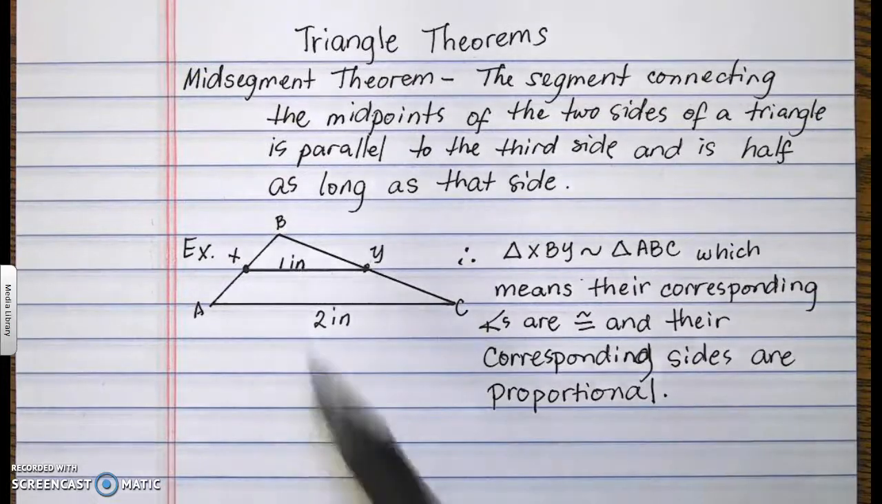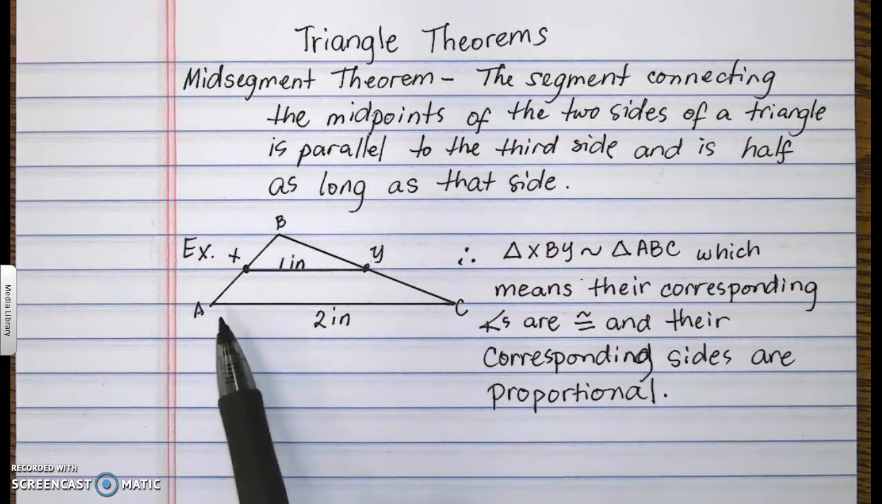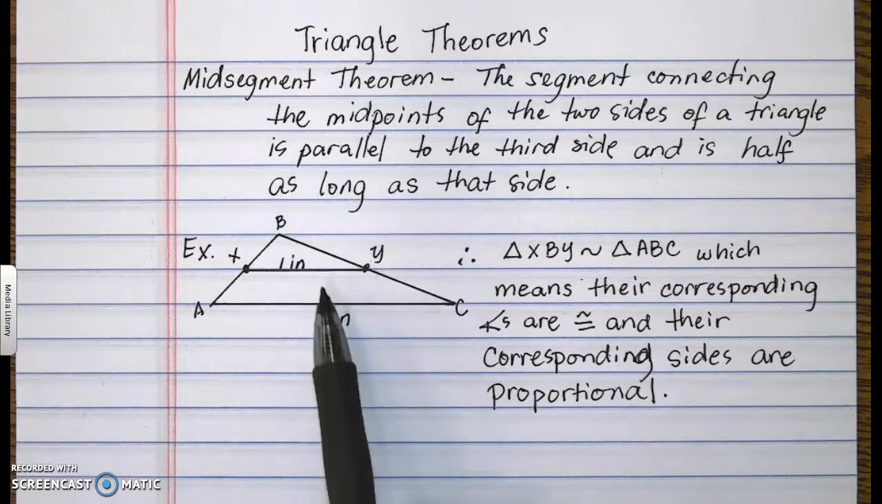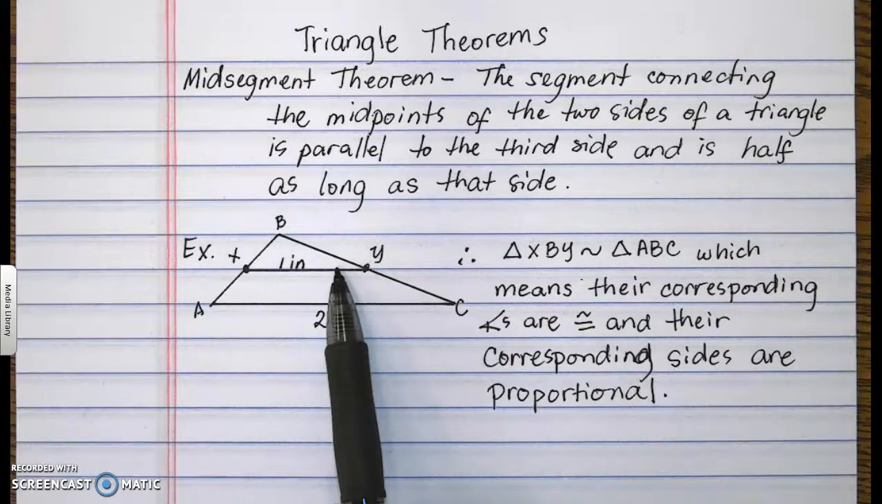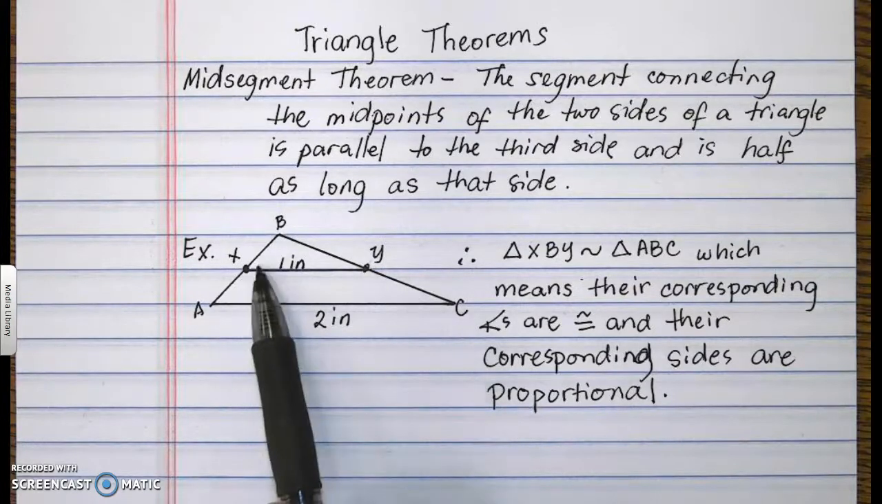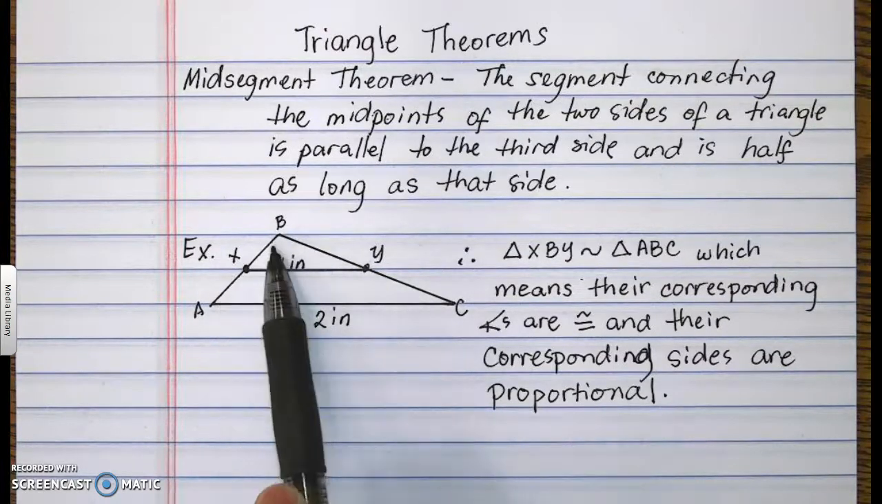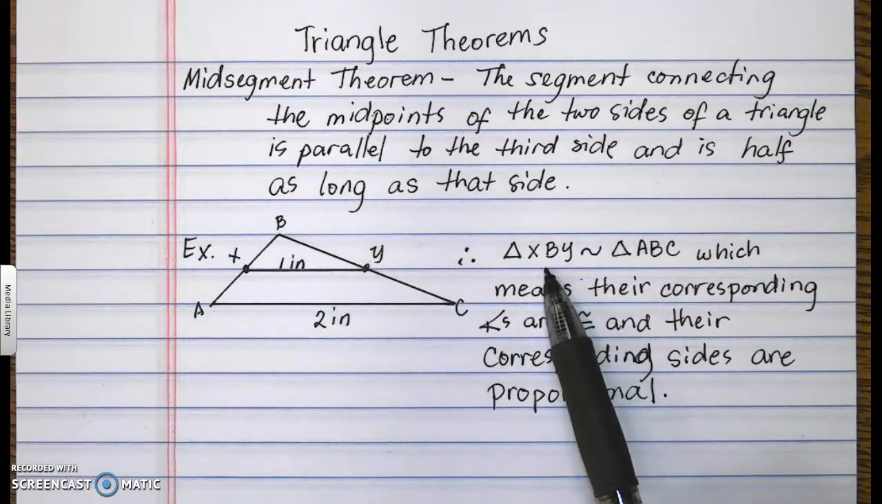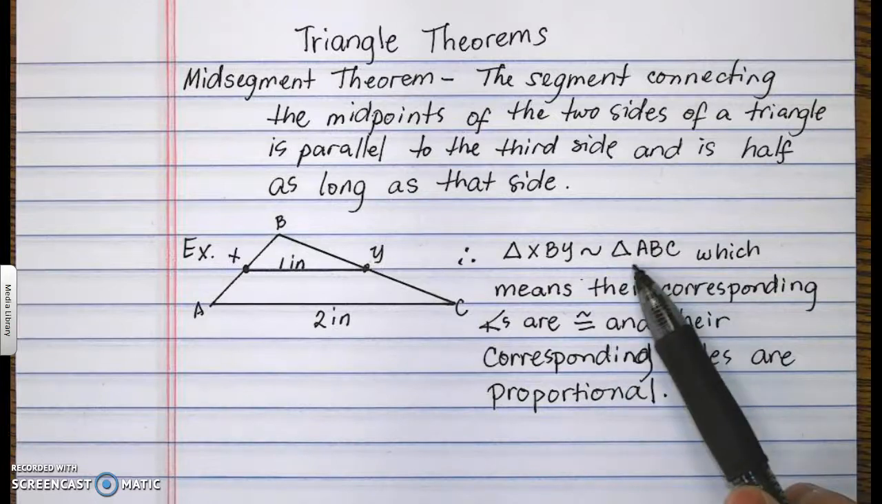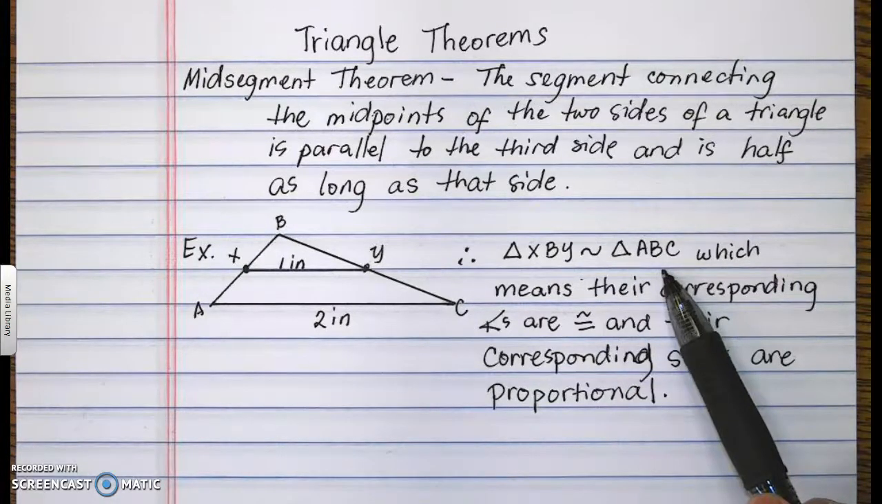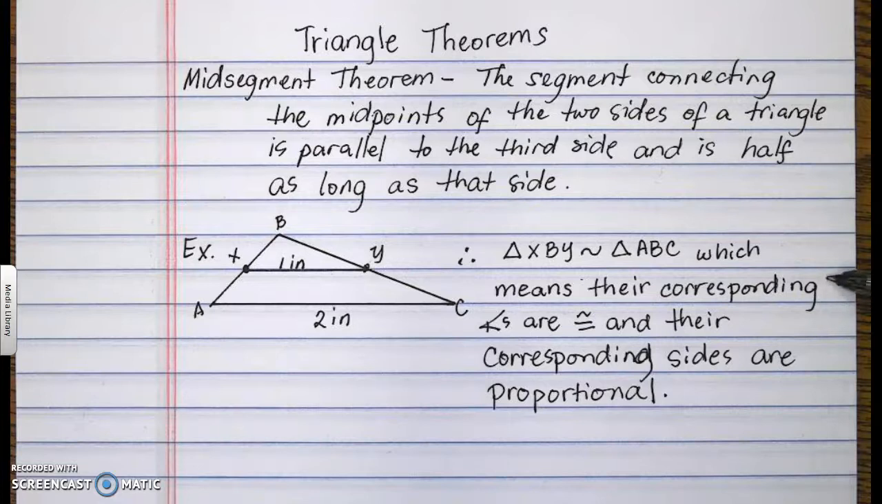Because of the condition that this segment is parallel to the third side, all the corresponding angles will now be considered congruent. And the proof is these two are corresponding and they're congruent. These two are corresponding and they're congruent. And by the identity property of equality, angle B is congruent to itself. Thereby, triangle XBY is similar to triangle ABC, which means that their corresponding angles are congruent and their corresponding sides are proportional.